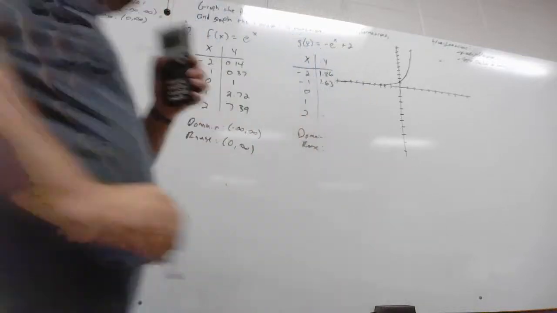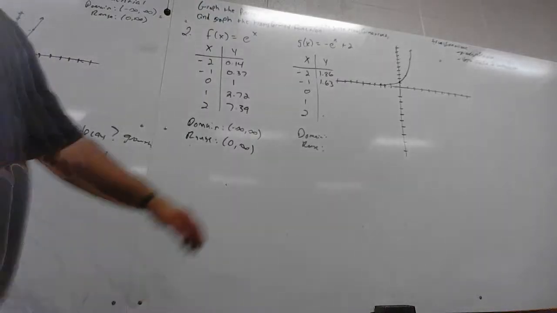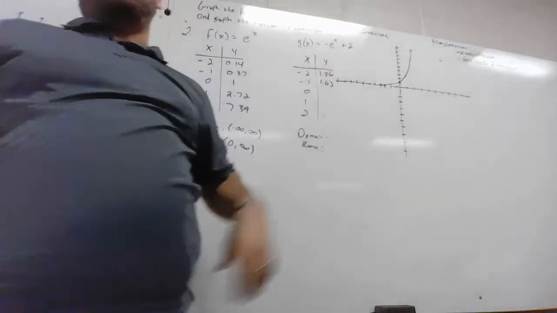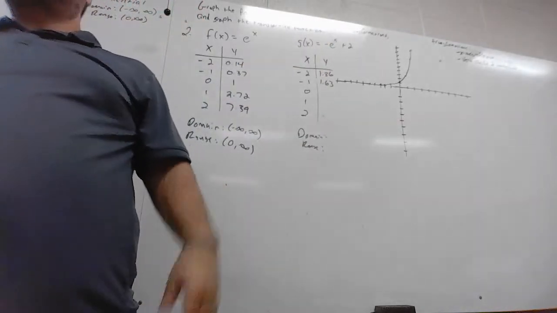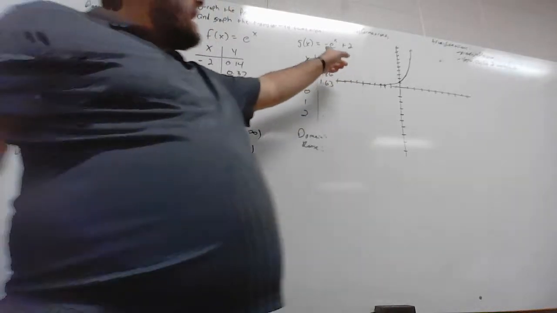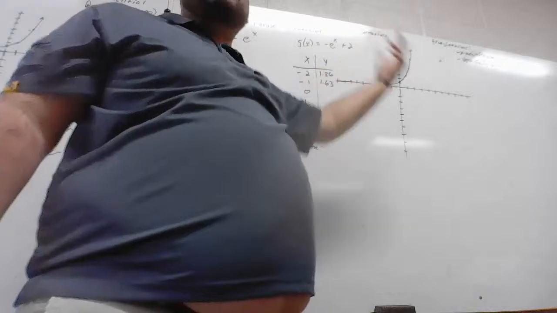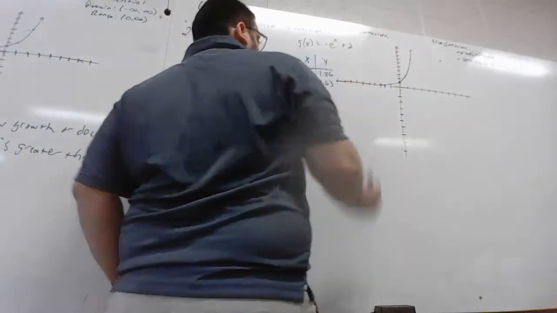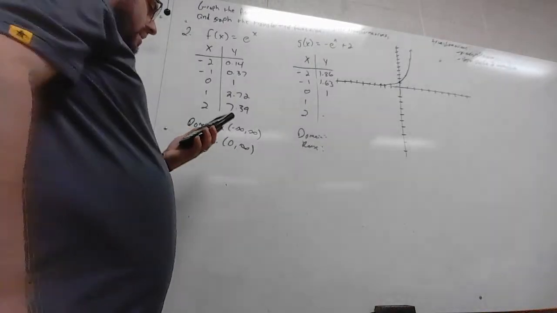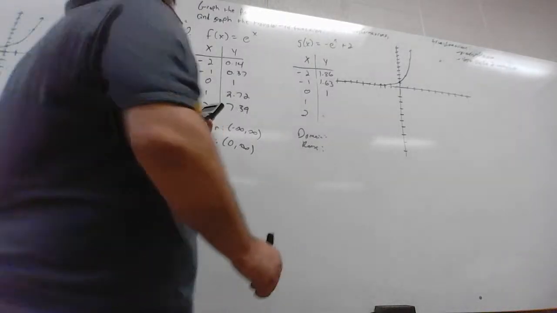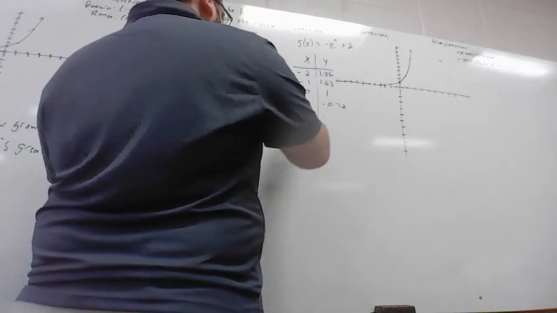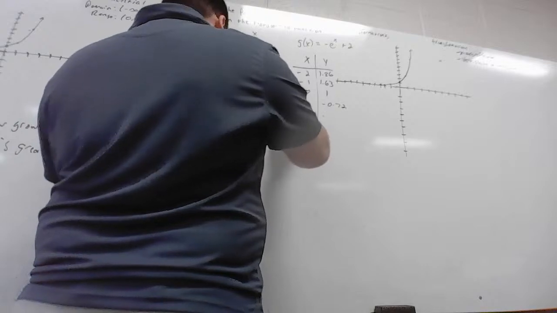Now, when x is 0, now pay attention to this. E to the 0 is still 1, okay? But there is a negative sign in front of that e to the x. So negative e to the 0 is negative 1. But when I add that 2 at the end, it'll still give me 1. Okay? And then we do the other two. When x is 1, y is negative 0.72. And when x is positive 2, y is negative 5.39.